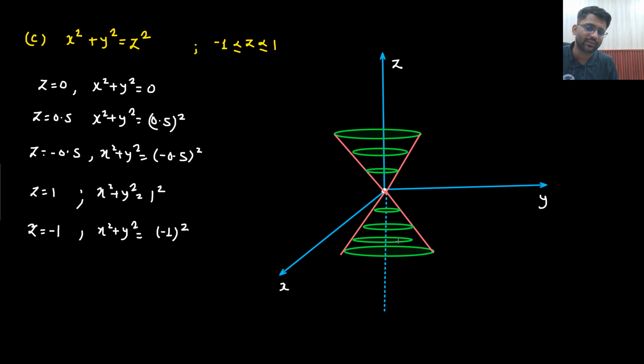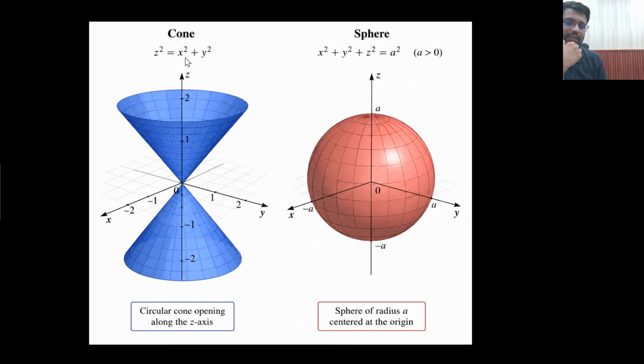In that manner other circles will also be there. In between, a lot of circles will be there. Infinite circles will be there. Right? Say yes or no. So if I want you to show, then this is how it will look like.